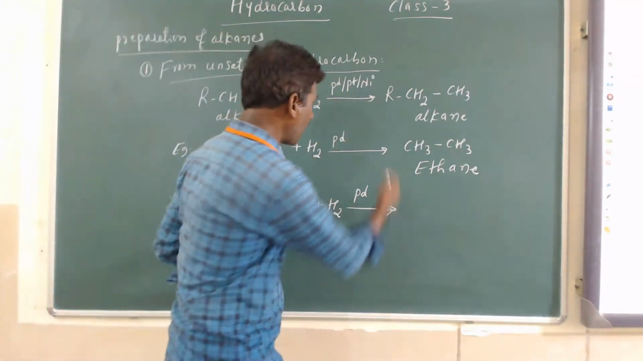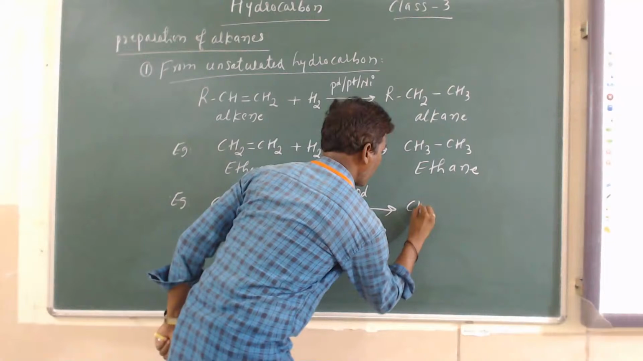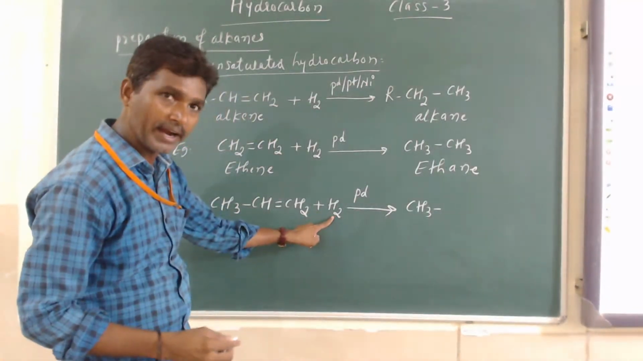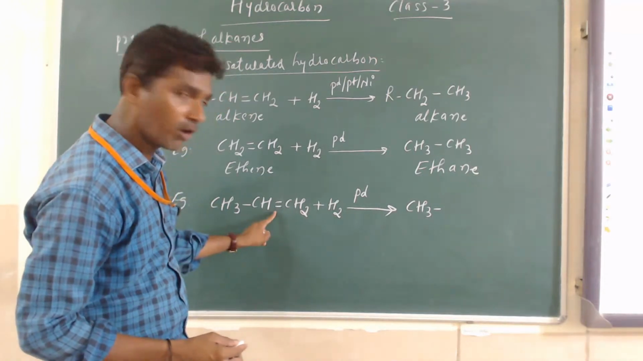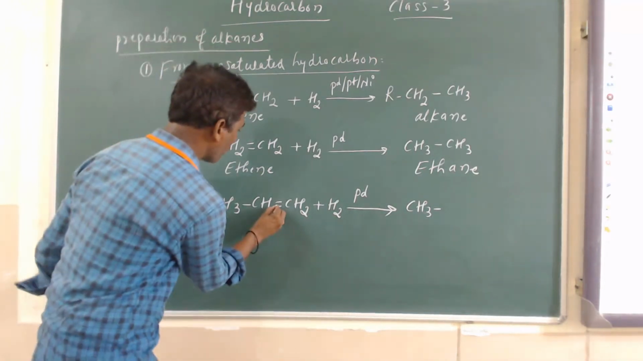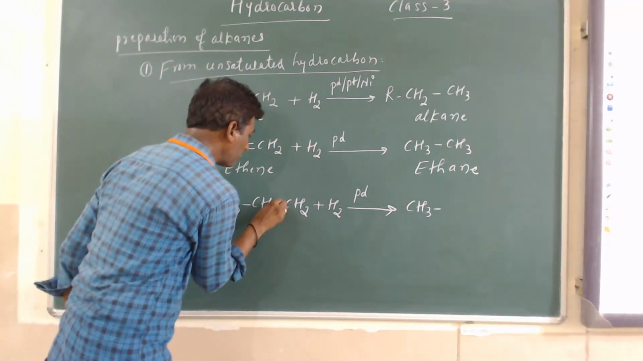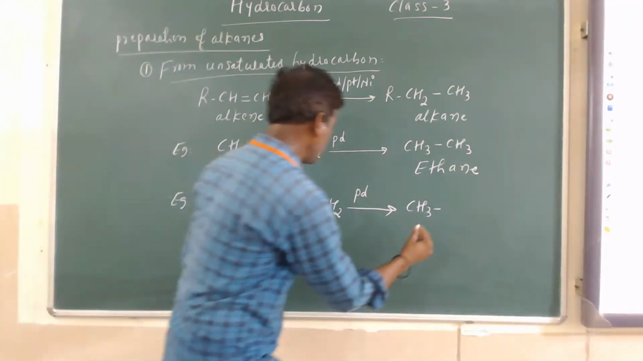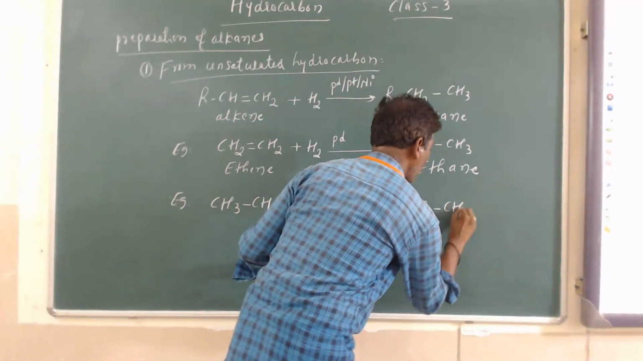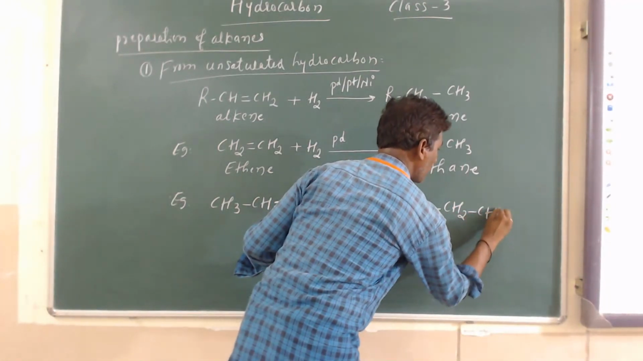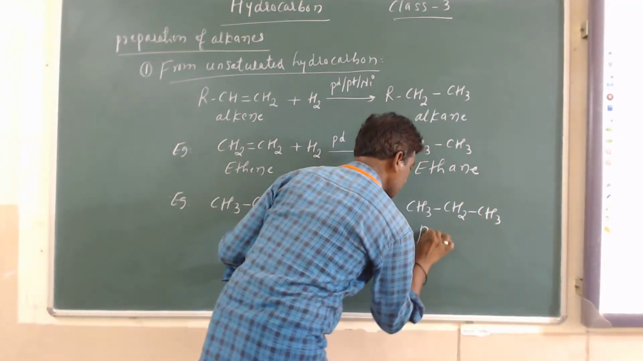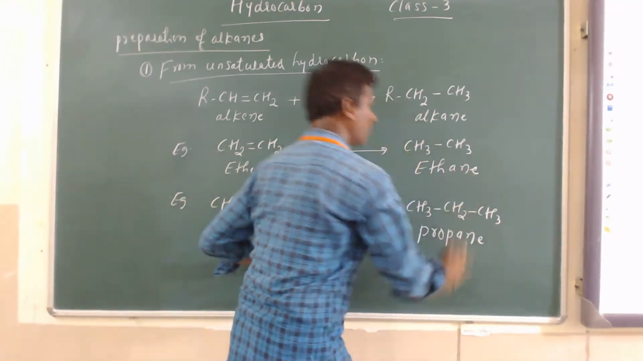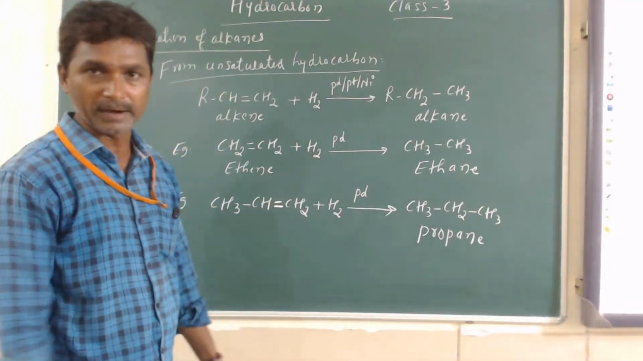Now when dihydrogen adds to this double bonded carbon atom, the double bond breaks and changes into a single bond. Now it is CH3-CH2-CH3. How many carbons are there? Three carbons. It is prop, and the single bond is called ane. This is propane, my dear students.